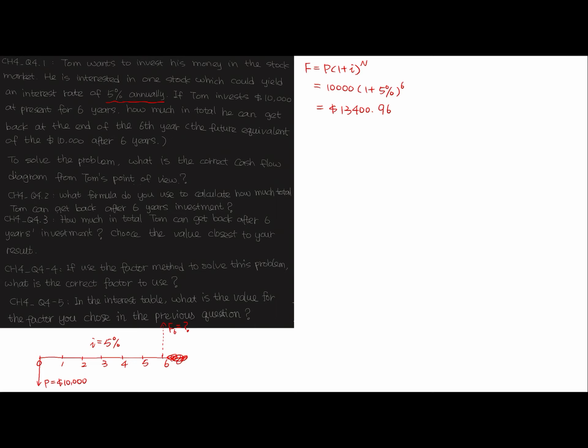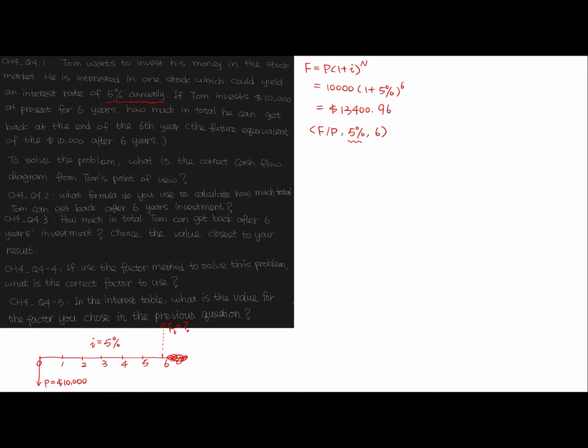Okay, and the next question is, if you want to use the factor method instead of this formula method, what factor do you want to use? Because now you are given P to find F, so the factor is going to be F/P, with i equal to 5% and N equal to 6. So that's your factor.